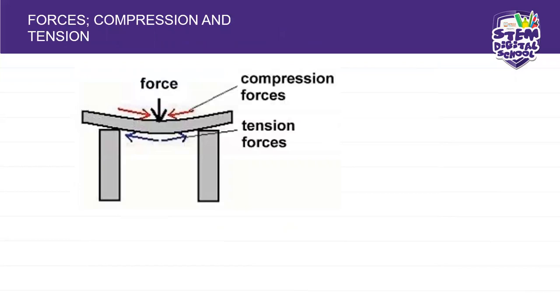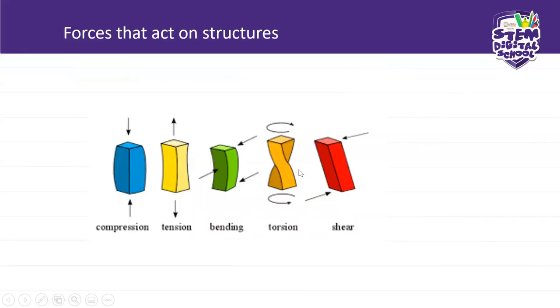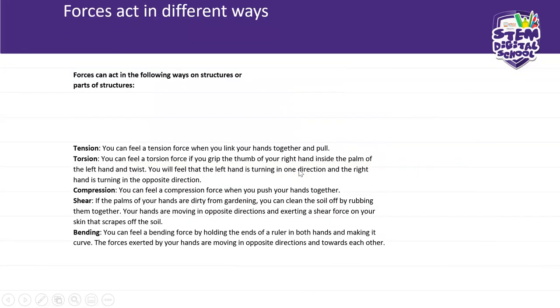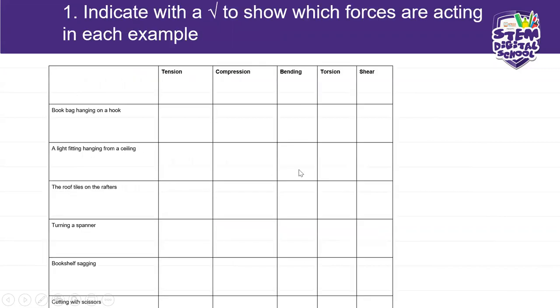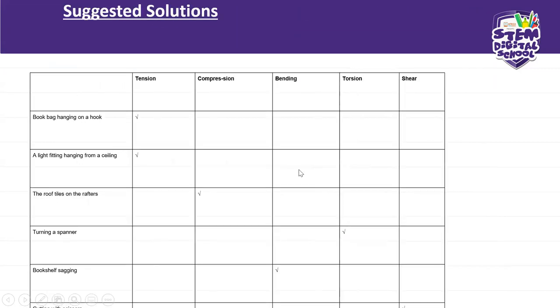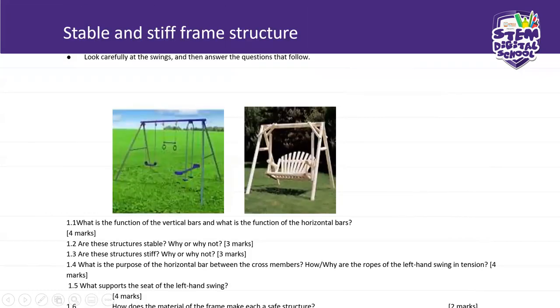Like this one, if the beam isn't that long, maybe it wouldn't bend. But if the beam is long and the weight is heavy, then it will cause the beam to bend. People don't think about this most of the time when they are making their structures. So it's very, very important to remember this. We must make our structures stable and stiff.